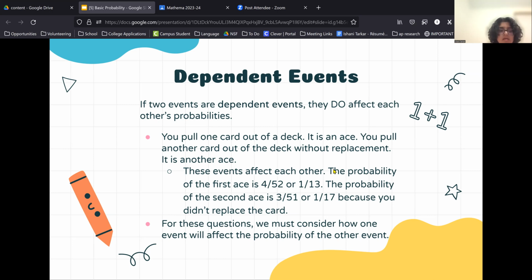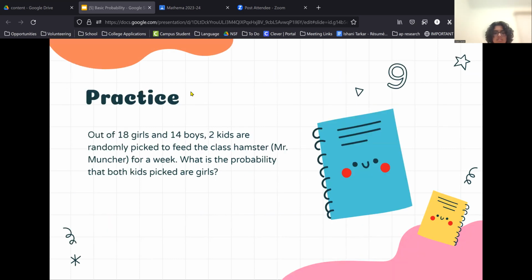Okay. So basically, if one event impacts another, they are dependent. Okay, so a practice problem. Out of 18 girls and 14 boys, 2 kids are randomly picked to feed the class hamster for a week. What's the probability that both kids picked are girls?